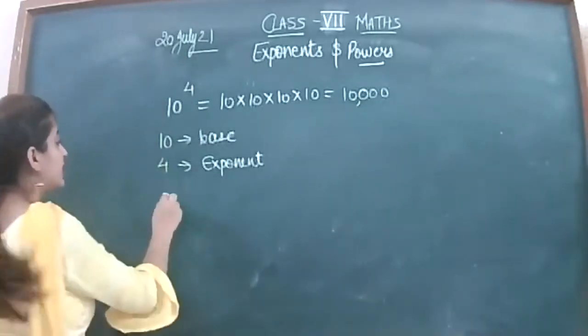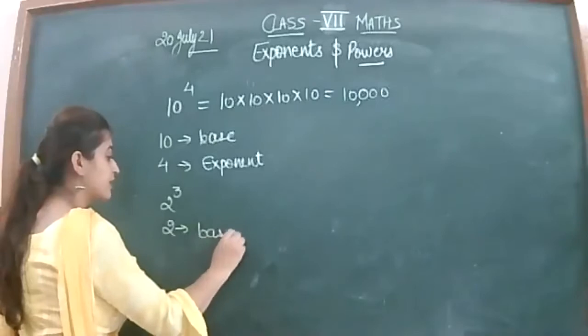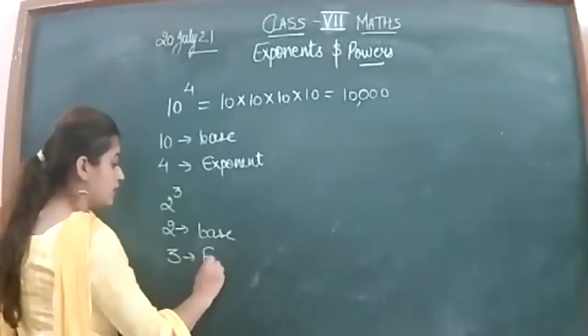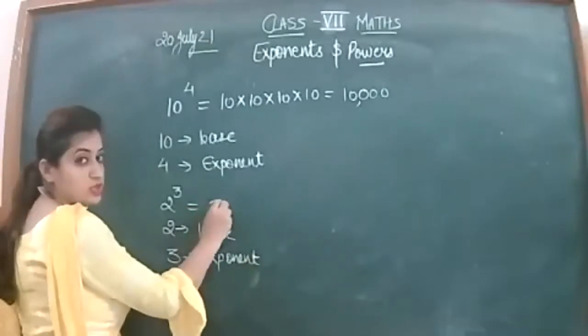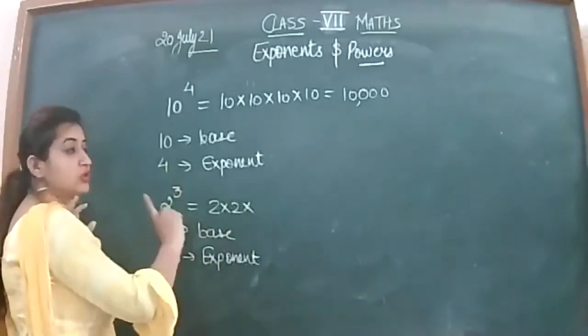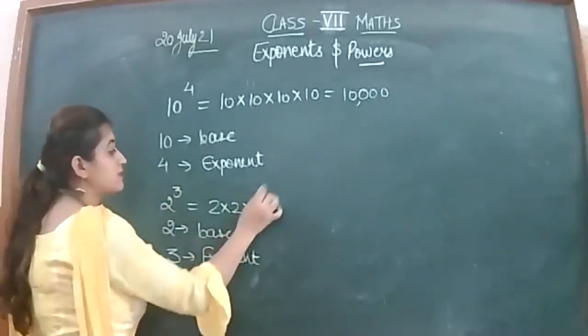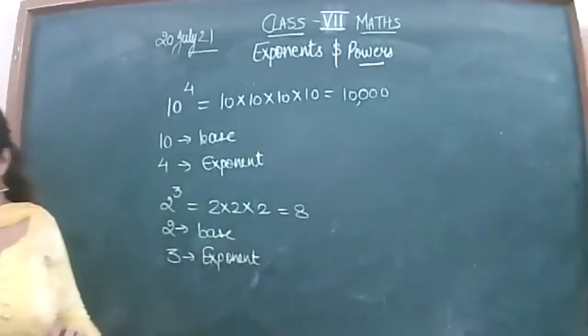If I write 2 raised to power 3, 2 is the base here and 3 is the exponent. And 2 raised to power 3 means you will write 2 three times. Answer is 8.